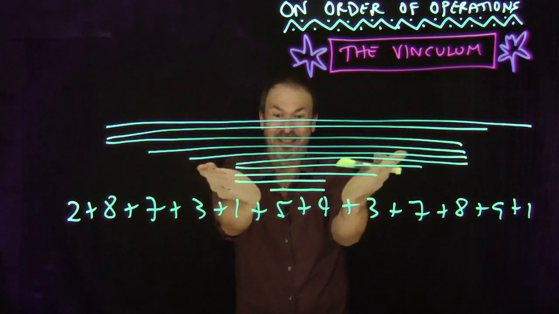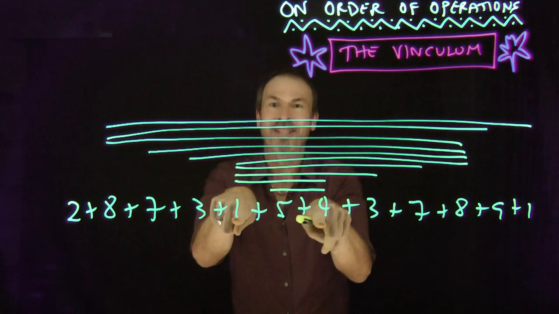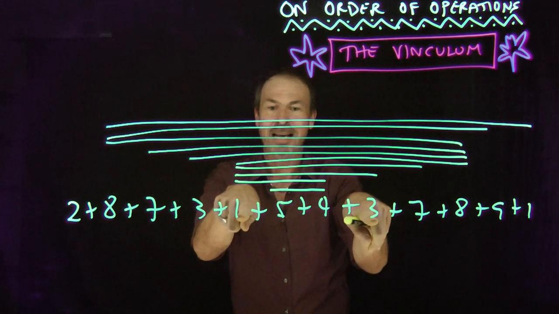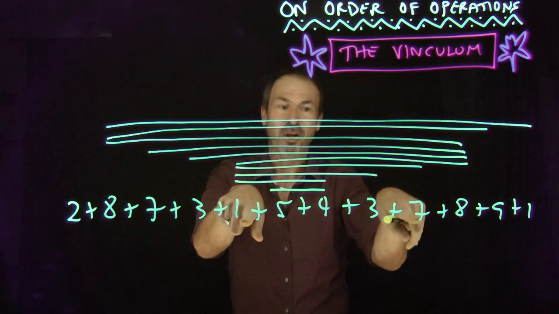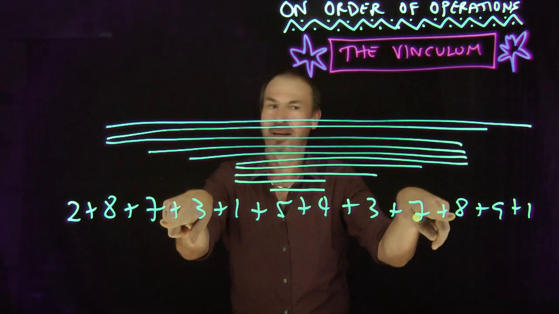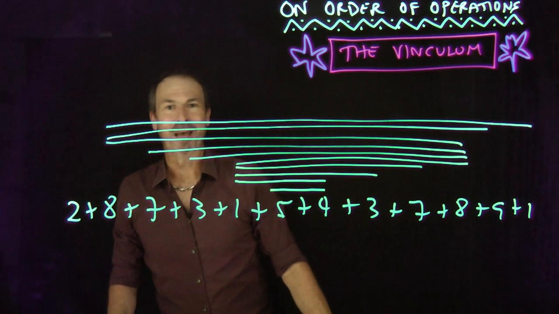You can't help but notice the innermost vinculum is 5 + 4, you must think 9. The next one up is 1 + 9, you must think 10. Next one up it says 10 + 3, makes you think 13. Then it thinks 13 + 7, 20, and off we go, +8, +3, +7, +9, +8, +1, and off we go, 2 + all that.